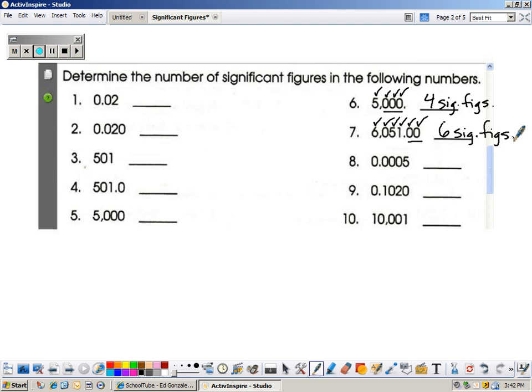Next one. So we have a bunch of leading zeros. Remember, leading zeros are never significant. So, no. There's a decimal point there, but it doesn't matter because we don't have trailing zeros. And then this non-zero integer is significant, because they always are, one significant figure.